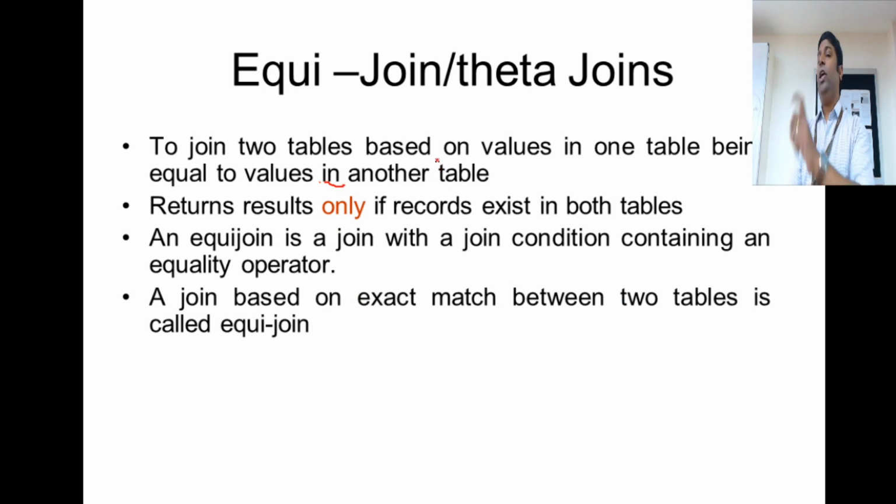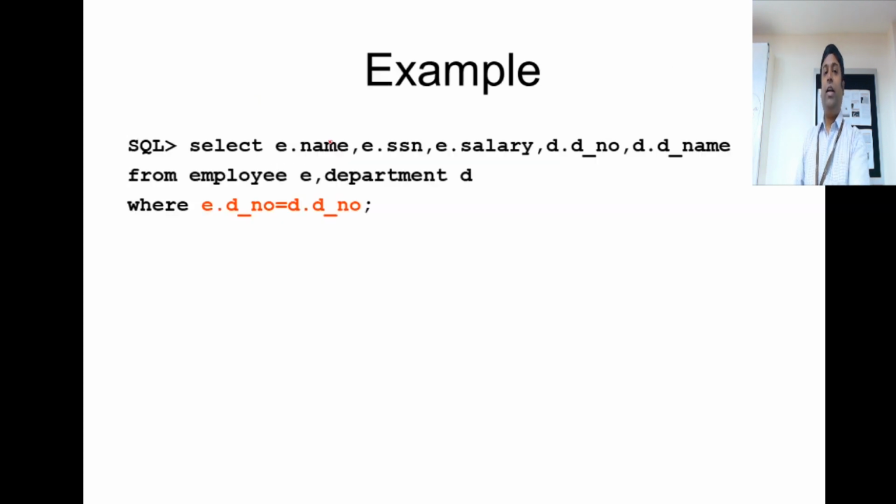Equi join is you're joining two tables by using this equality operator. When you use an equal to in your join condition, that becomes an equi join. So it will return results only when there is a matching record in both the tables after applying the condition. One good example for equi join is whatever you have seen just now. Employee.department number is equal to department.department number. So in this condition, there is an equality operator. So you simply call that equi join.